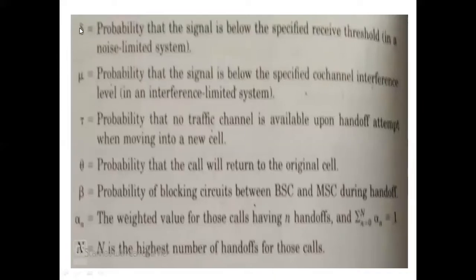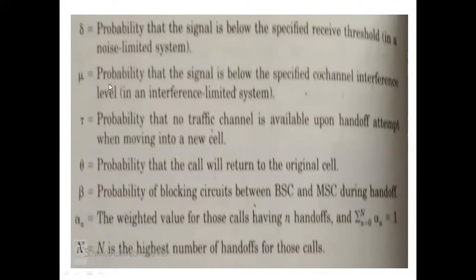So delta is the probability that the signal is below the required threshold level, and mu is the probability that the signal is below the co-channel interference level. If it is below the co-channel interference level, we have more dropped call rates. So how much signal we get and how much co-channel interference we have can be calculated using delta and mu in terms of probability.